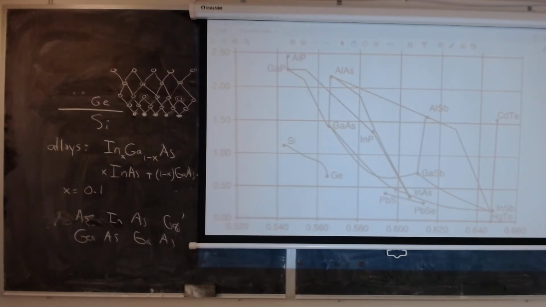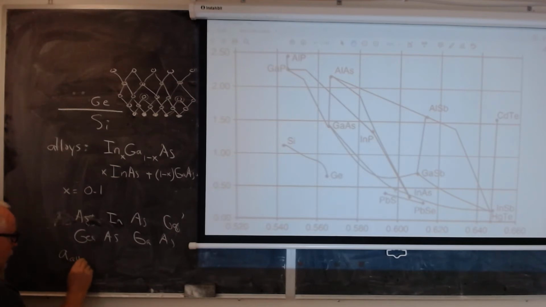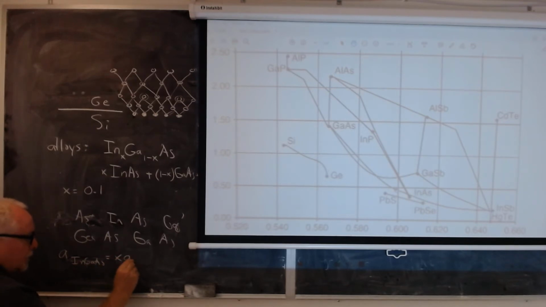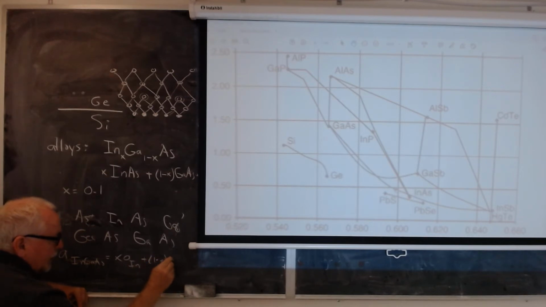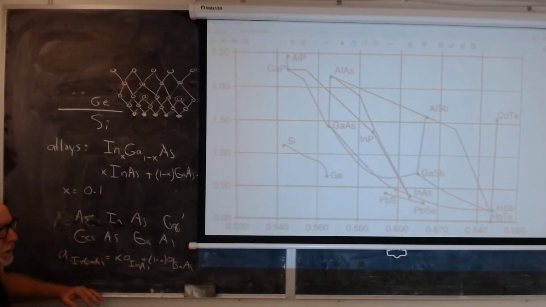Now, what I want you to do is to treat the lattice constant of the alloy. So the lattice constant of indium gallium arsenide, for example, is x times the lattice constant of indium arsenide plus 1 minus x times the lattice constant of gallium arsenide. Meaning, just use a linear approximation, which usually is pretty good for that.